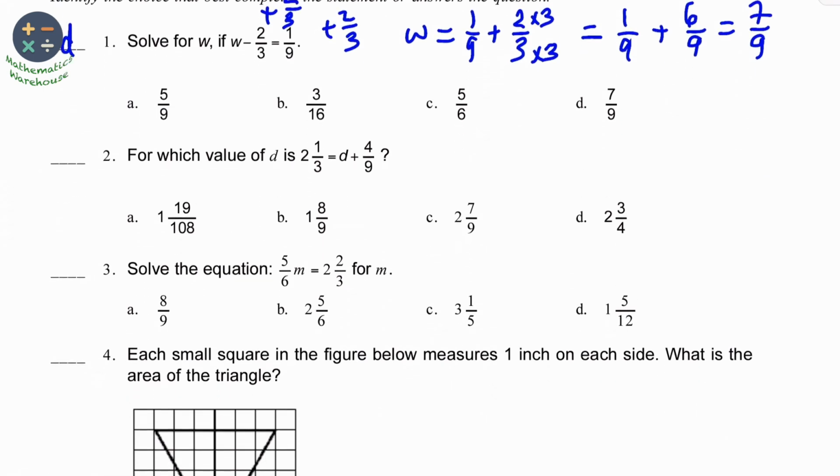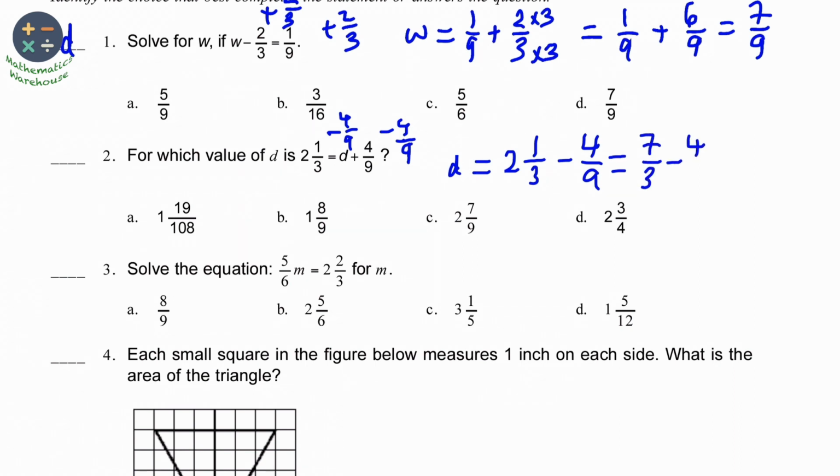Second question. For which value of D is 2 and 1/3 equals D plus 4 over 9? Here we have an addition operation, so we're going to subtract 4 over 9 from both sides. So now D would be 2 and 1/3 minus 4 over 9. 2 and 1/3 can be written as an improper fraction. 2 multiplied by 3 equals 6, plus 1 equals 7. So it would be 7 over 3 minus 4 over 9.